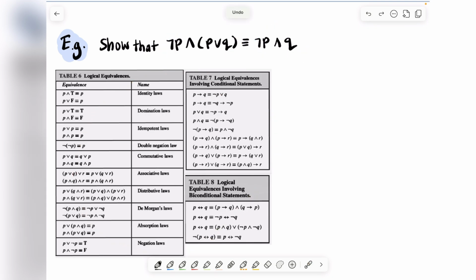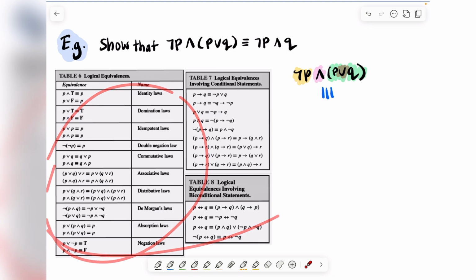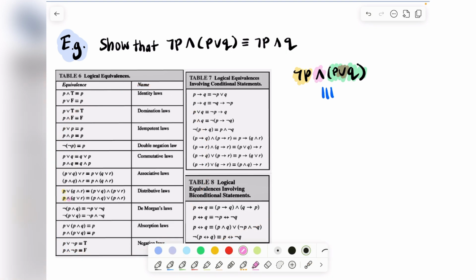So I'm going to go ahead and write this down, not P and (P or Q), and then I'm going to ask myself, what is that equivalent to? Well, here I see a proposition, an and, and another compound proposition with an or. So I'm going to look for something similar in my table. Here I see a proposition, an and, another proposition, an or. This is the exact same format that we have right here. So what does it say that this is equivalent to?